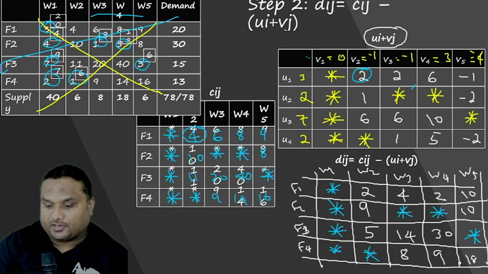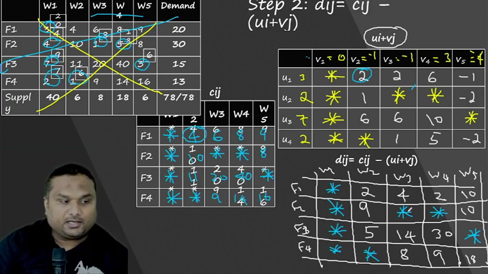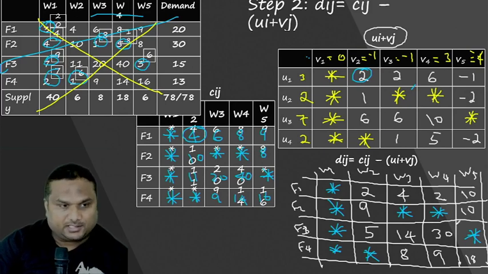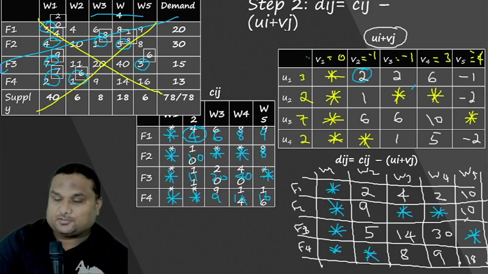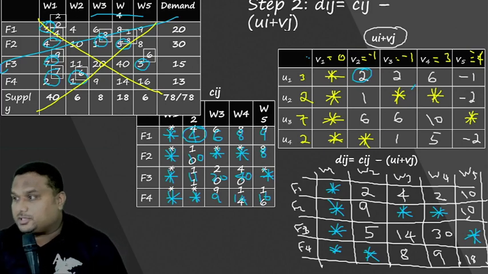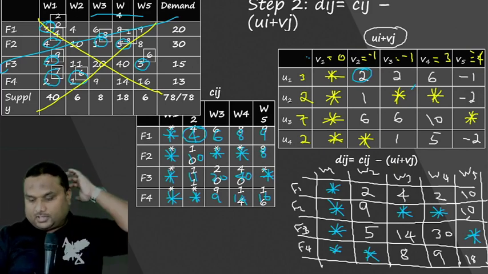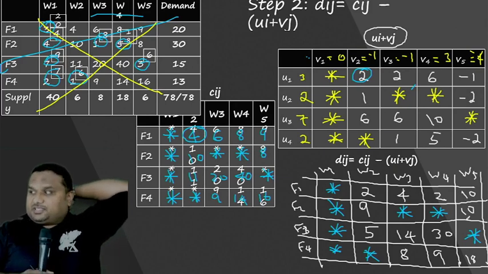Now, my dear friends, is there any value we got negative? None of these values are negative. So our solution is optimal. Write down, first you copy this. That means we got the very best answer. You cannot reduce it further.